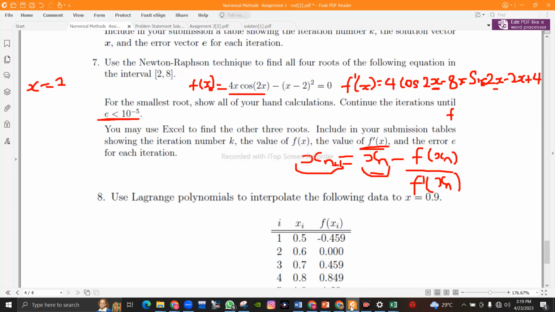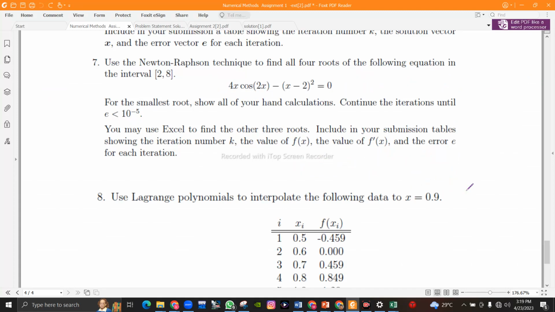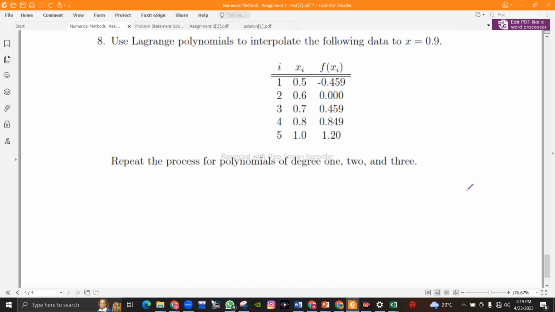The last question for this aspect is talking about interpolation using Lagrange interpolation. So let's cancel everything here. We have to use Lagrange interpolation to solve this, and we have to solve for degree 1, degree 2, and degree 3. So we use all three processes. The first one we're going to use is degree 1.